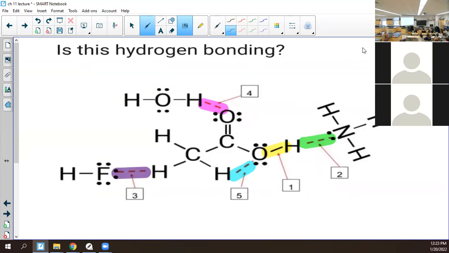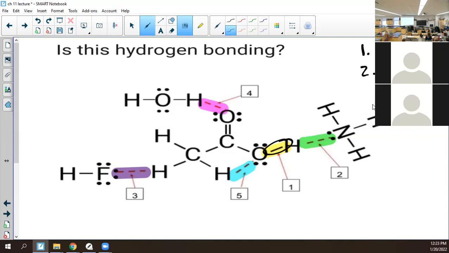So, bond number 1 right here. Is that hydrogen bonding? No, that is a covalent or polar covalent bond specifically. All right, or an intra. Good. Okay, how about bond number 2? That is a yes.